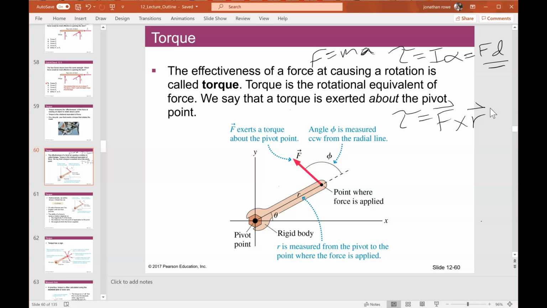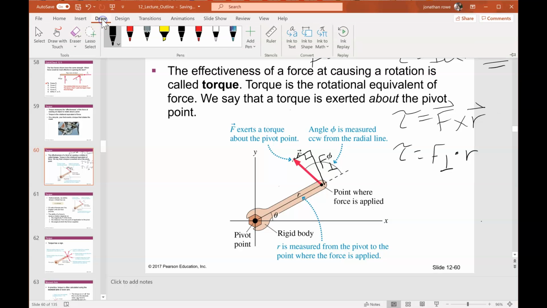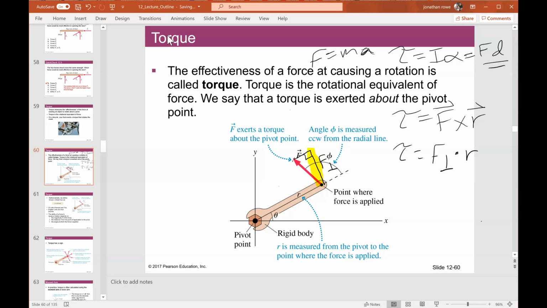So if this is the case, I would want to make this into a right triangle, and see this component of the force is parallel to the radius. It's not doing anything to turn that screw. This is the component of the force that is perpendicular to the radius. So I'm going to say it's F perpendicular. So tau equals F perpendicular times R. This sign here is supposed to mean perpendicular. What I mean is this is the component of the force that is perpendicular to this radius. So we only care about this component of the force.